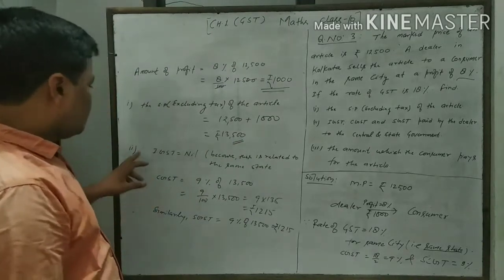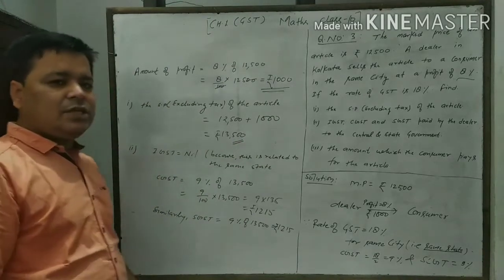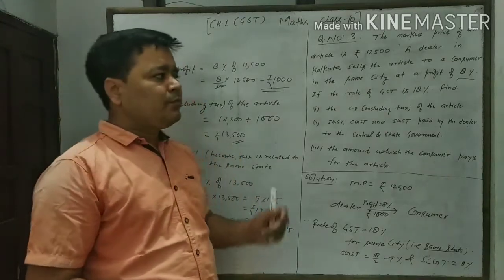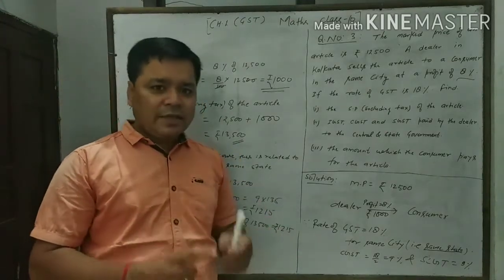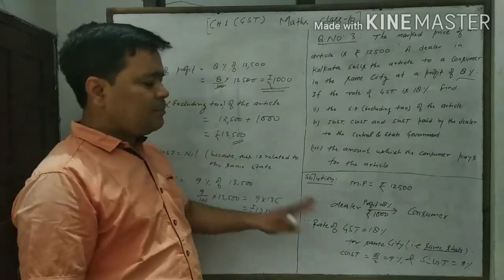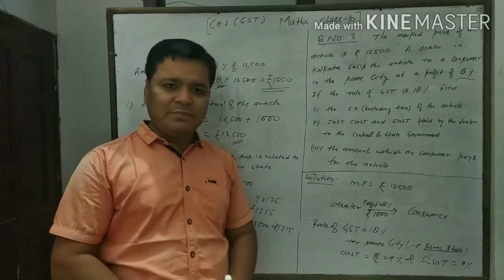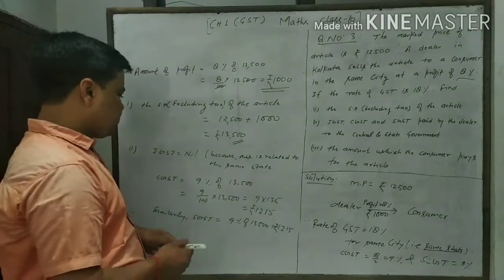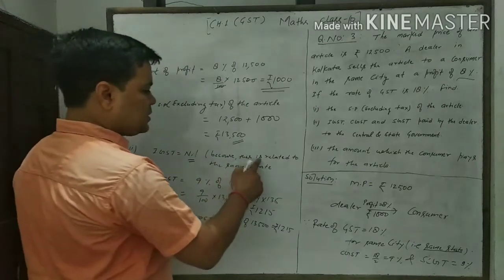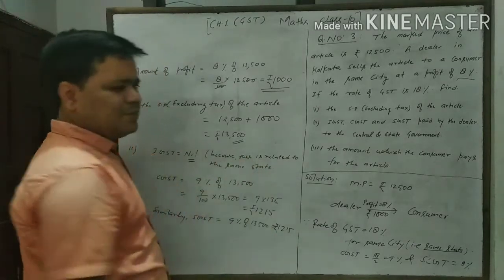Now the second, IGST. We know that IGST is possible only when the transaction of the article is from one state to another state. Here, this is the matter of the same state, the same city. Therefore, in this case, IGST will be 0, means nil, because this is related to the same state.